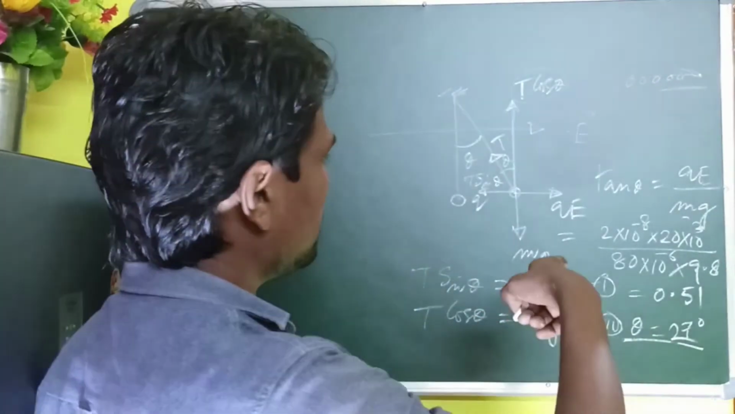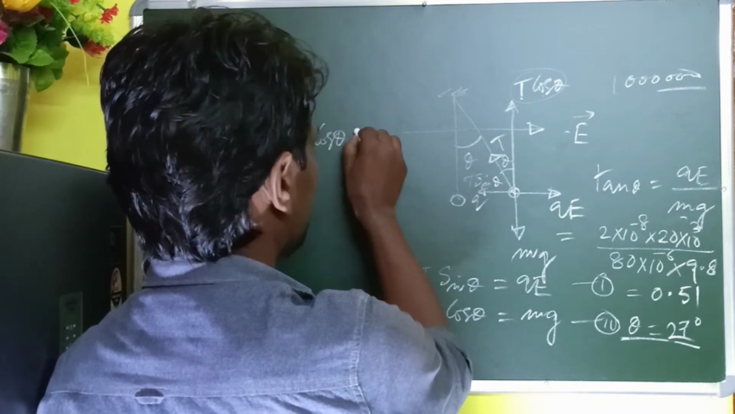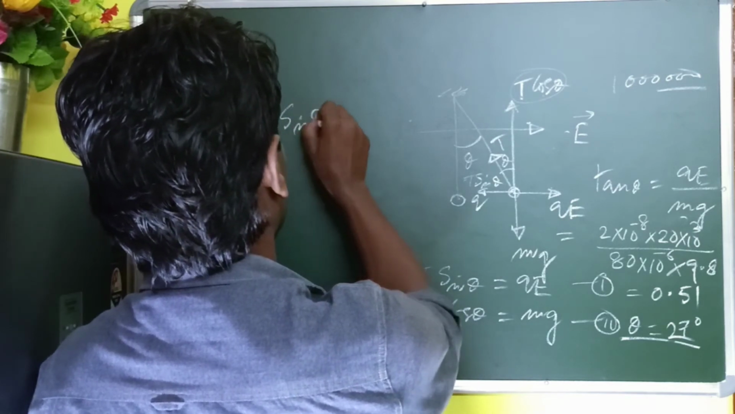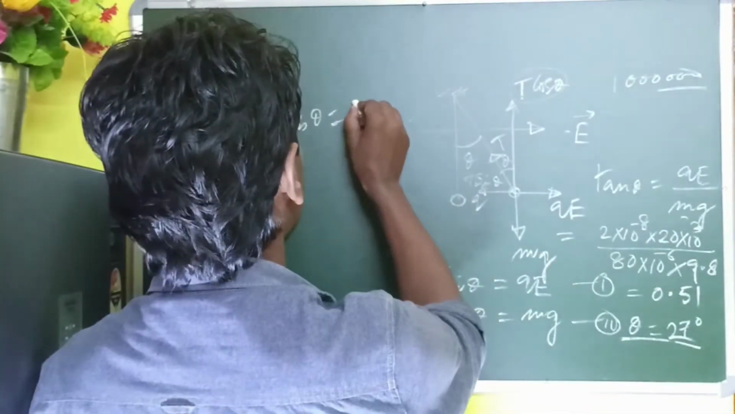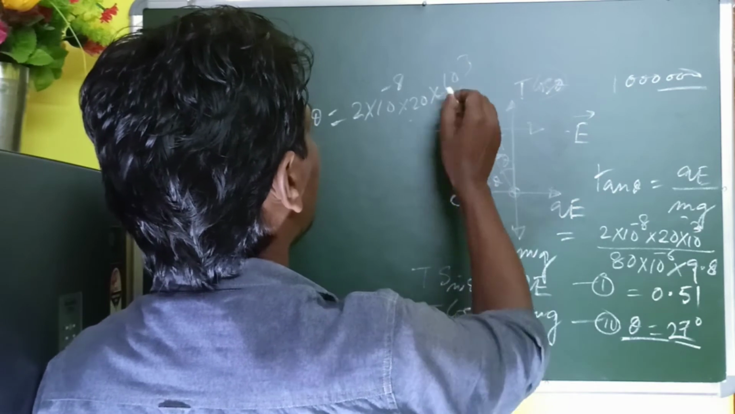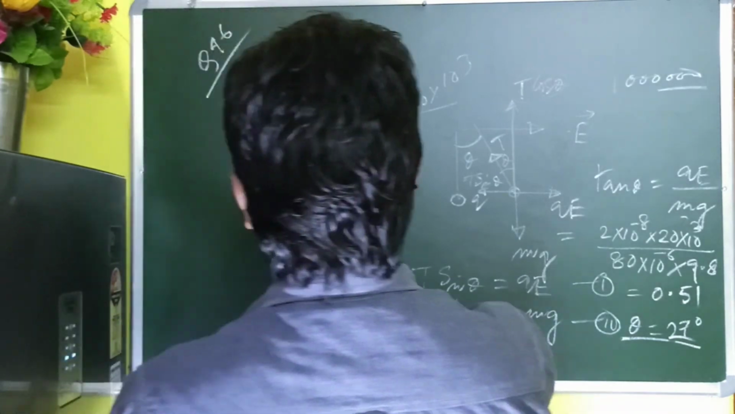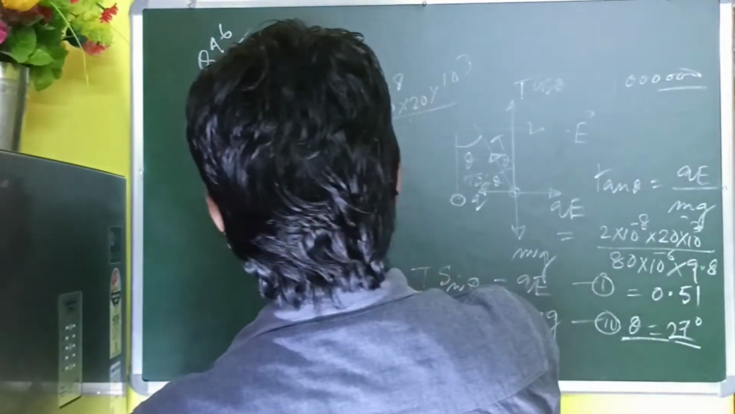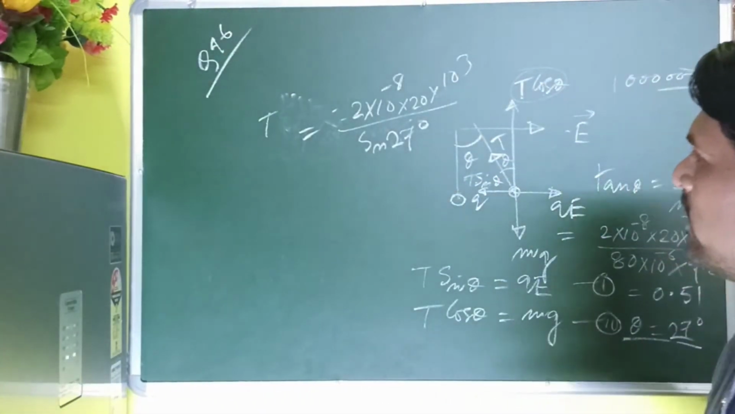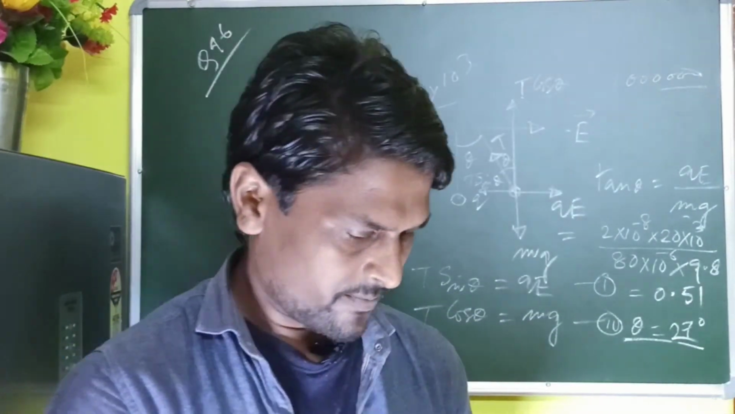Next you have to calculate tension within the string. So T cos theta equal to हो जाएगा m into g, and you can take T sin theta. T sin theta equal to q into E, so 2 into 10 to the power minus 8 into 20 into 10 to the power of 3. और sin theta अगर नीचे आ जाएगा तब sin हो जाएगा 27 degree. Okay, so T equal to 2 into 10 to the power minus 8 into 20 into 10 to the power 3 by sin 27 degree.